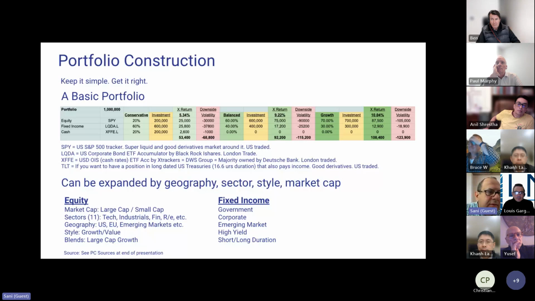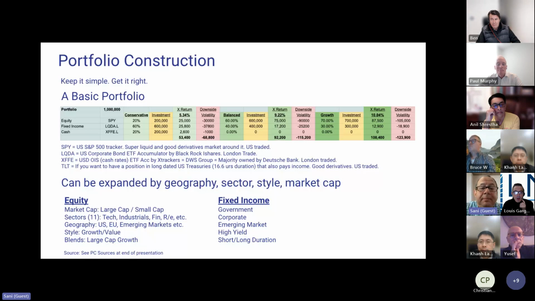And what I've done here in the middle of the page is told you that if you have a strong view on treasuries, on interest rates, and you want to play that view, you can also consider an ETF called TLT. That's the symbol. It's an iShare that gives you a 16.5-year duration of fixed income exposure in US Treasuries.